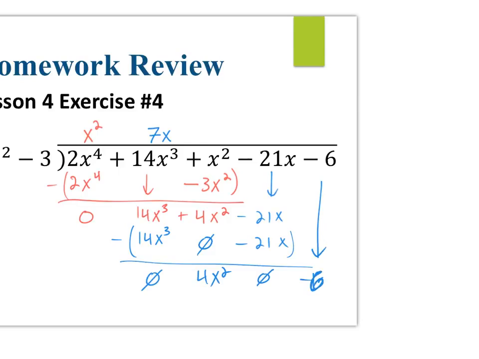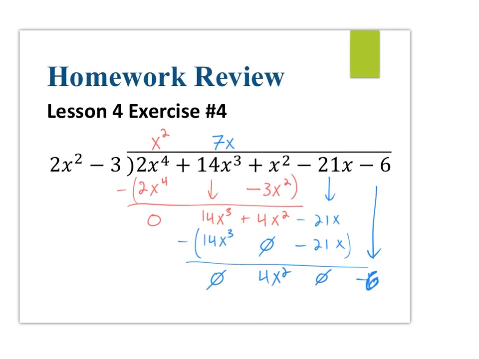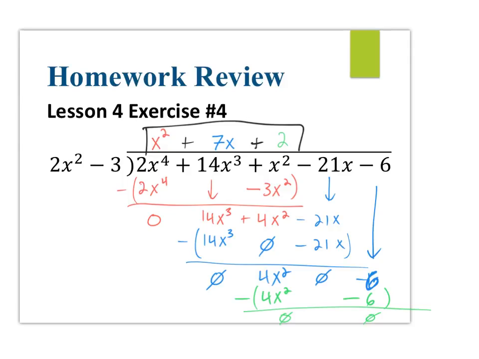And then my last round, I have to see something times 2x squared. That's 2. 2 times 2x squared is 4x squared. 2 times negative 3 is negative 6. Beautiful. Even though it's a little bit wonky, it all comes out. 0, 0. My answer is this stuff up here, x squared plus 7x plus 2.